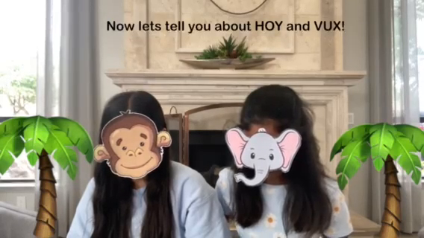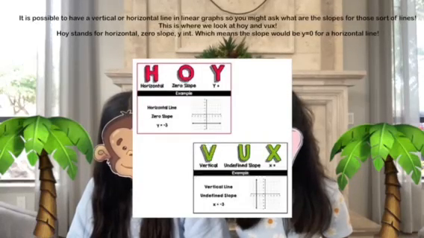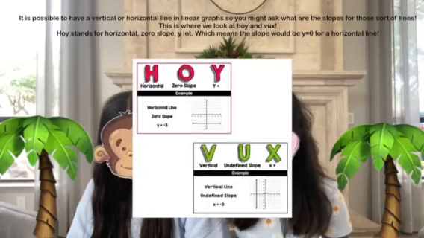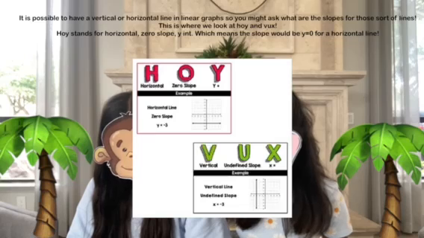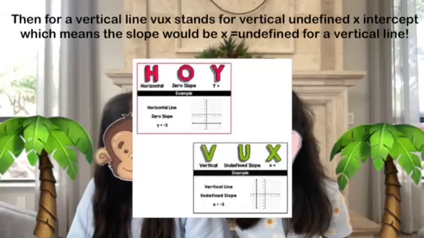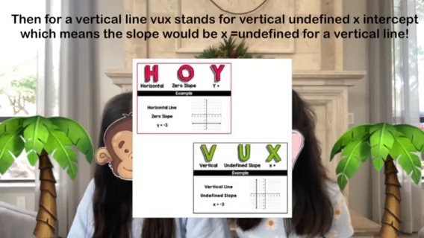Now let's tell you about HOY and VUX. It is possible to have a vertical or horizontal line in linear graphs. So you might ask, what are the slopes for those sorts of lines? This is where we look at HOY and VUX. HOY stands for horizontal, 0 slope, y-intercept, which means the equation would be y equals a number for a horizontal line. Then for a vertical line, VUX stands for vertical, undefined slope, x-intercept, which means the equation would be x equals a number, with an undefined slope, for a vertical line.